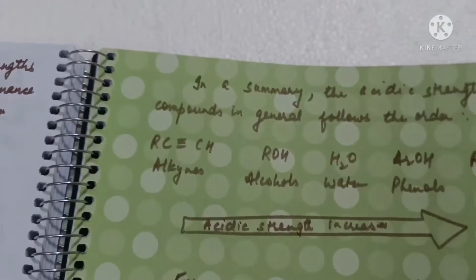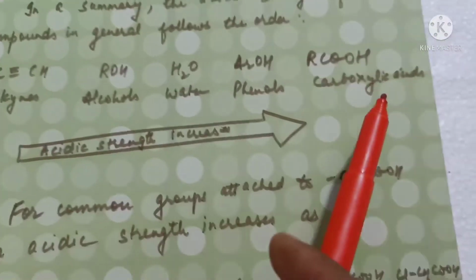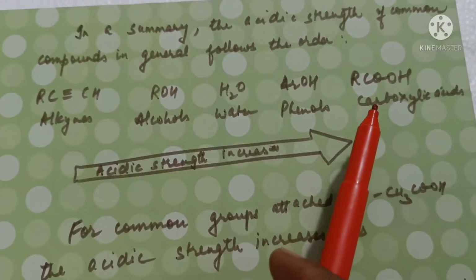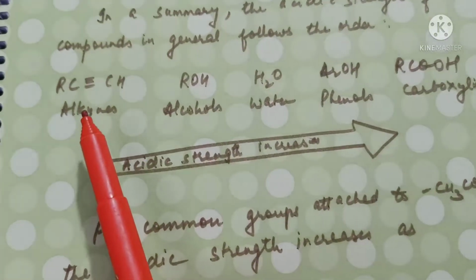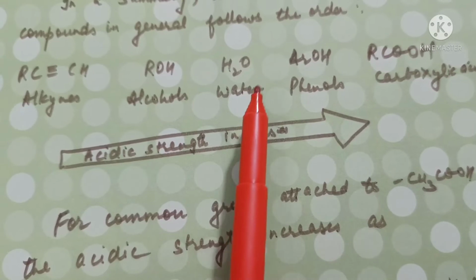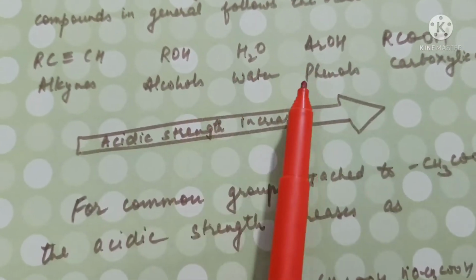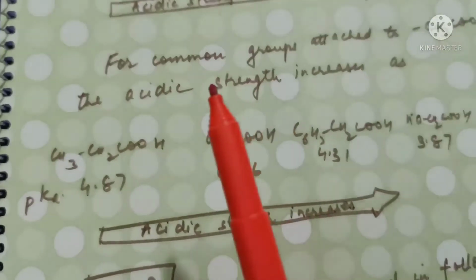The acidic strength of compounds in general follows this order. Carboxylic acids are most acidic. Alkynes are less acidic than alcohols. Alcohols are less acidic than water. Water is less acidic than phenol, and phenol is less acidic than carboxylic acids.